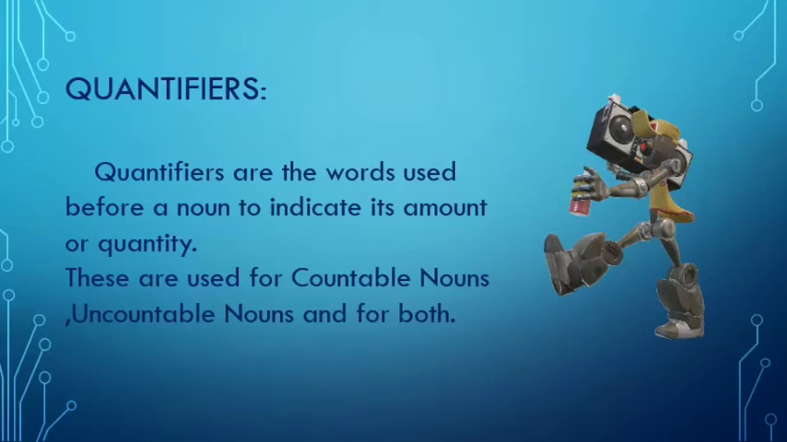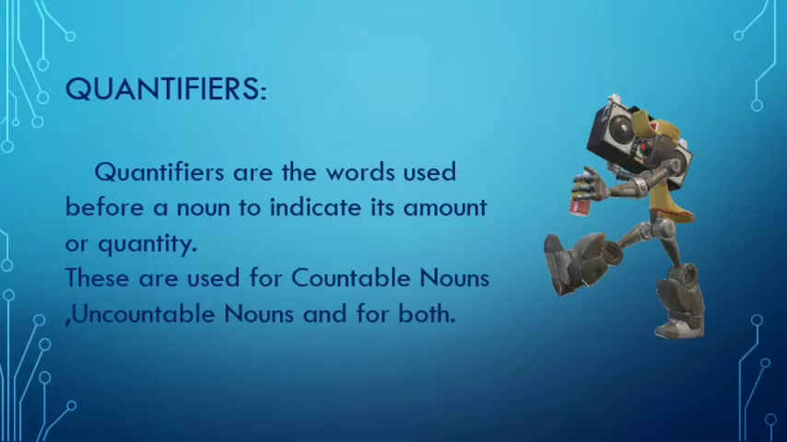What are quantifiers? Quantifiers are the words used before a noun to indicate its amount or quantity. It means they indicate amounts or quantities of things. Examples: much, many, a lot of, few, a few, a little, little, some, any.